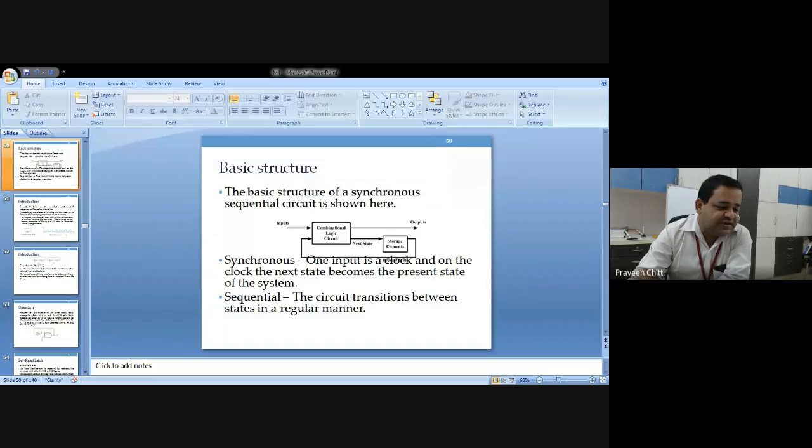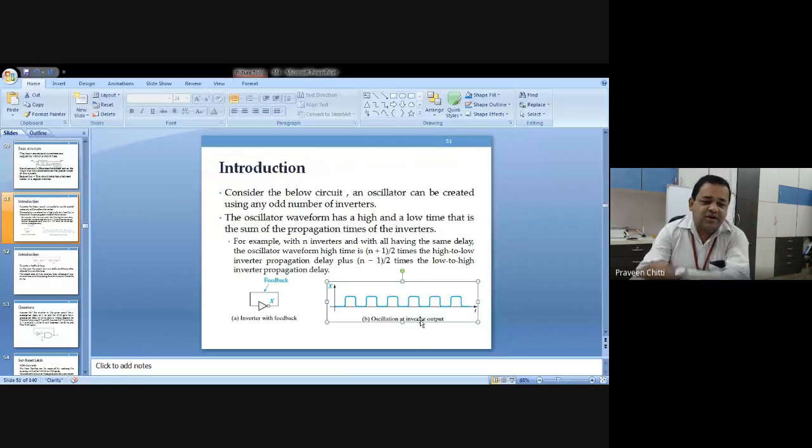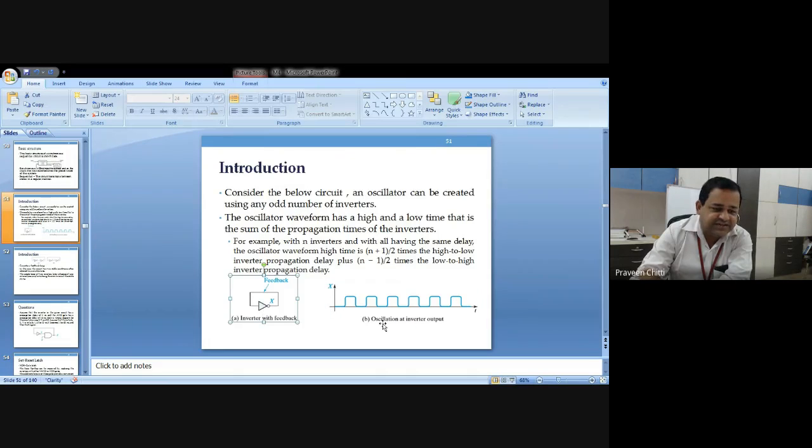And when I say periodic square wave, it will have two different edges. When I say periodic square wave like this, you can see here, this is of course, as you said, symmetric, right? Here on time is equal to off time. So such a periodic square wave can be used to change the state of the sequential circuit. We call it a clock. And a clock can be generated by using an inverter, by connecting feedback directly to the inverter. We can generate such a type of clock.